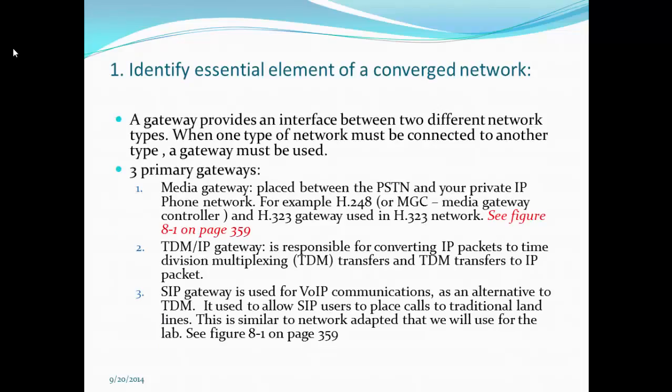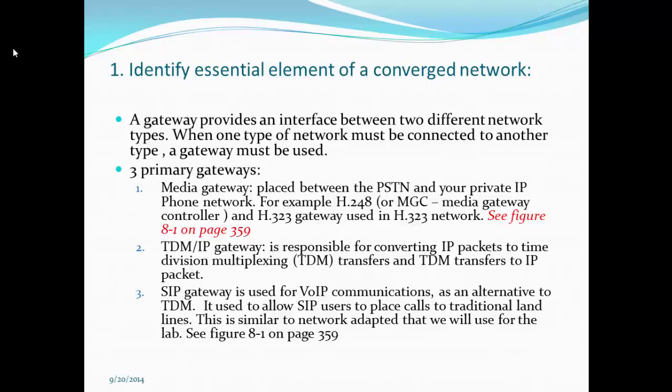Okay, essential elements of a converged network. First of all, we're going to talk about the gateway. A gateway provides an interface between two different network types. When one type of network must be connected to another type, a gateway must be used. There are three primary gateways. The first one is the media gateway, which is placed between the PSTN and your private IP phone.